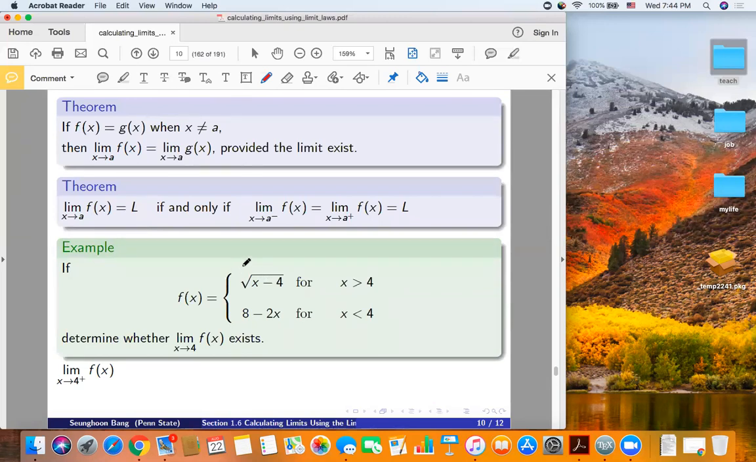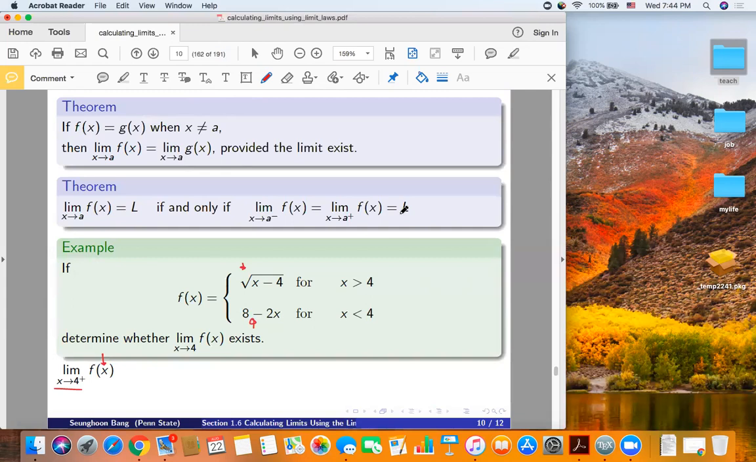So which function, the top one or the bottom one? Which one is f of x when x approaches 4 from the right? Could you write your answer? Top one or bottom one? Is it the bottom? Bottom is right.